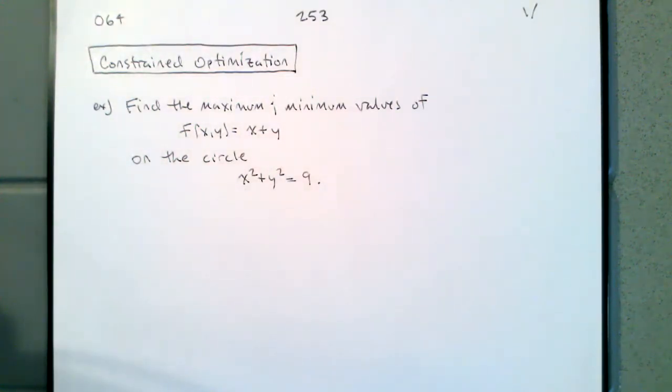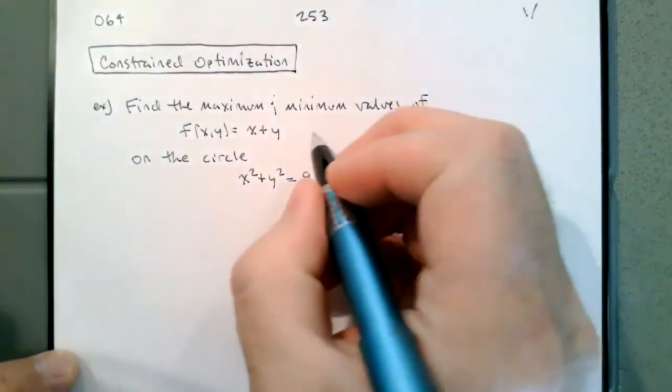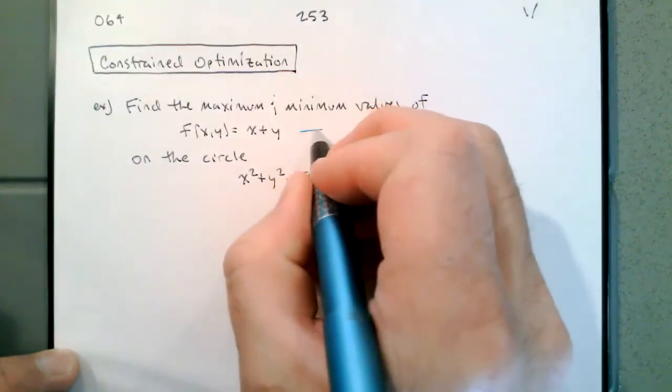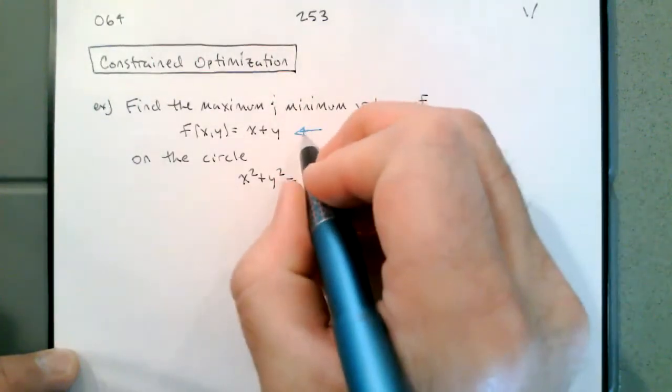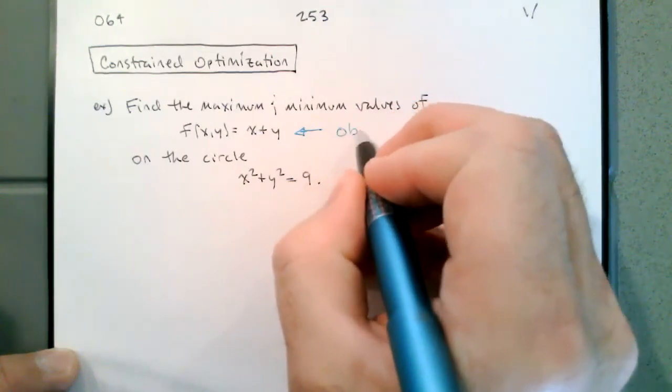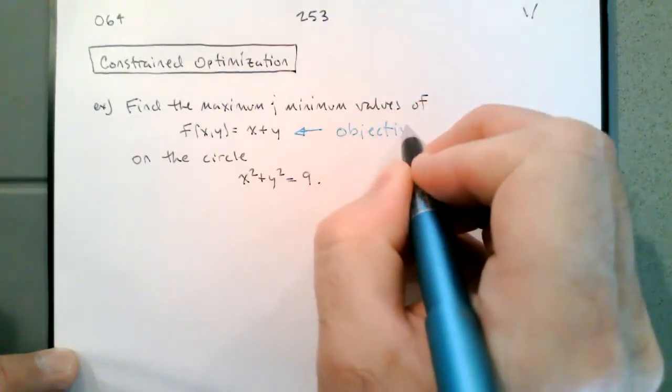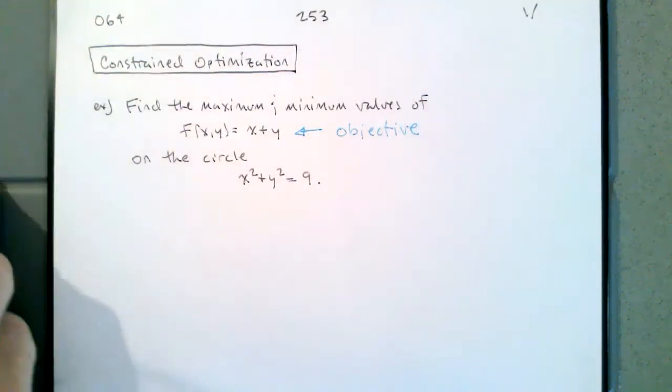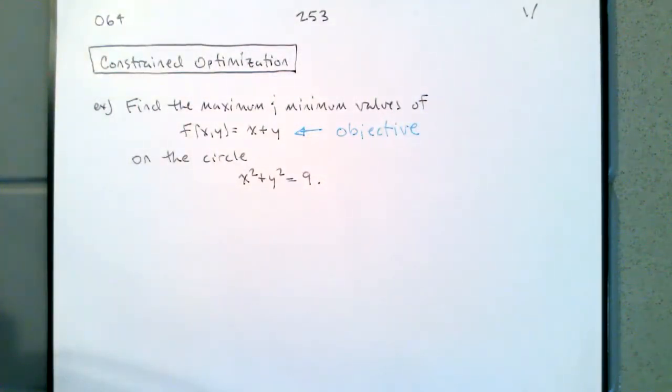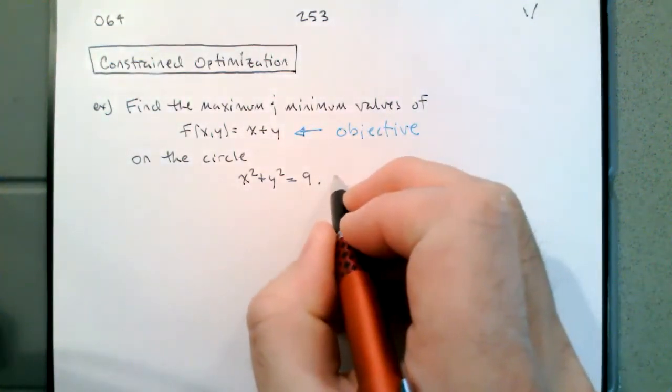We have set up two functions. One of them we're going to call the objective function, the one that we want to maximize or minimize. So f of x is our objective function. This is the one that we want to find the maximum and minimum values of. And it is being subject to some constraints. We can't just pick any values of x and y. They have to fit this description. So this is our constraint.